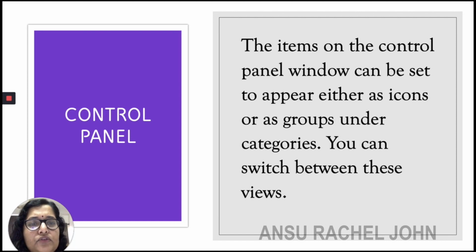The items on the Control Panel window can be set to appear either as icons or as groups under categories. That is, you can display the Control Panel items in two ways. You can either display them as icons. Icons are the ones that you see on the desktop, small images given for the files that you are storing. Otherwise, you can divide them into groups under categories, depending on which section they belong to.